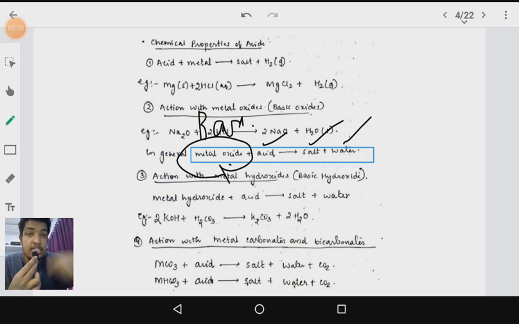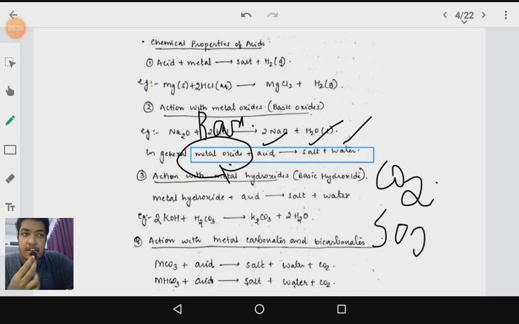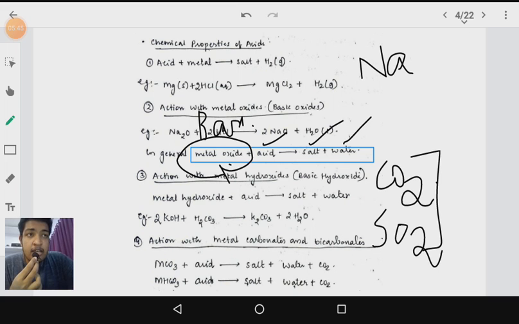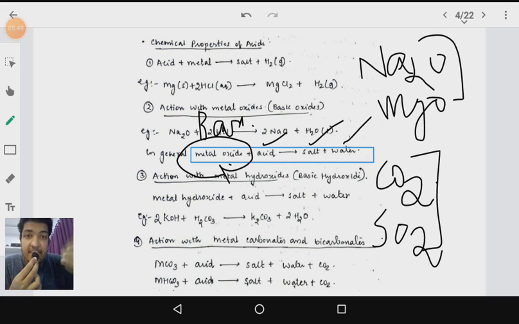Now what about the non-metallic oxides, like carbon dioxide and sulfur dioxide? Are they acidic or basic? These are non-metallic oxides, so they are acidic in nature, whereas Na2O, MgO, etc. are basic in nature. There are some exceptional cases like aluminium oxide, which is amphoteric in nature. That is, it can react with acid as well as base. That we will be discussing in the next chapter, metals and nonmetals.